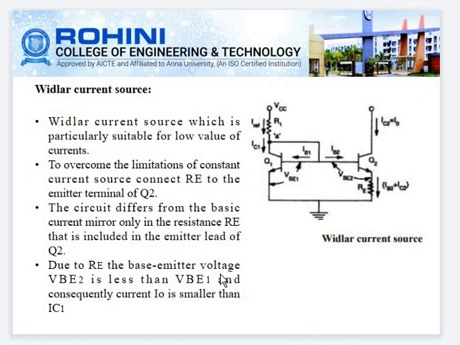The Widlar current source is particularly suitable for low values of current. To overcome the limitation of the constant current source, connect RE to the emitter terminal of Q2. The circuit differs from the basic current mirror only in the resistor RE that is included in the emitter lead of Q2. Due to this emitter resistance, the base emitter voltage VBE2 is less than VBE1 and consequently the current I0 is smaller than the collector current IC1.